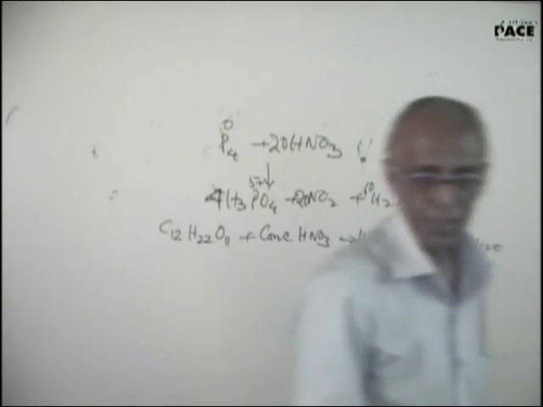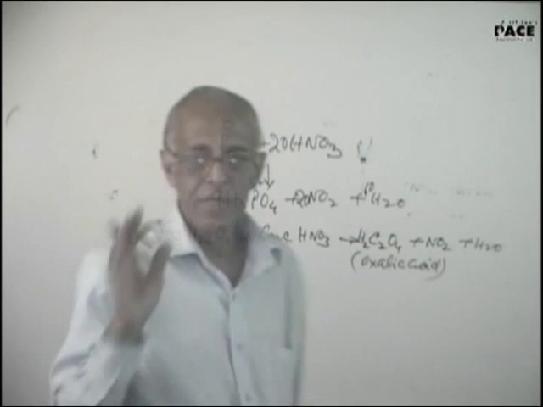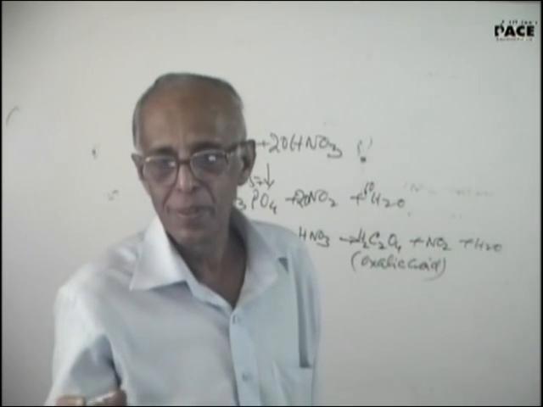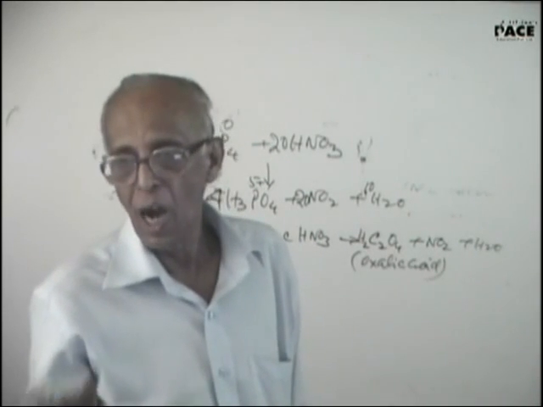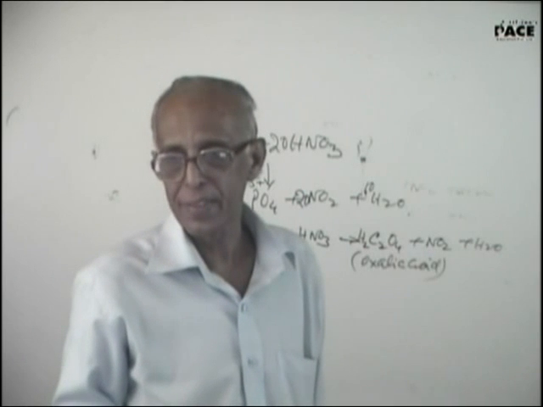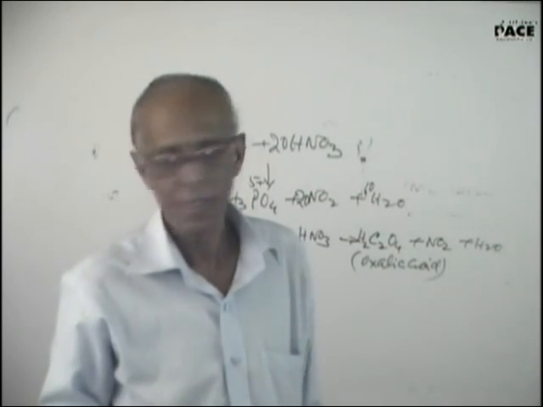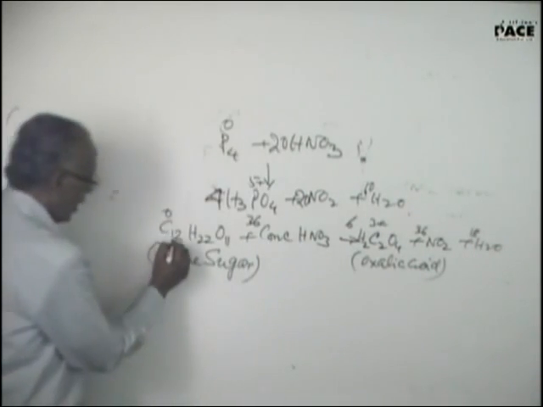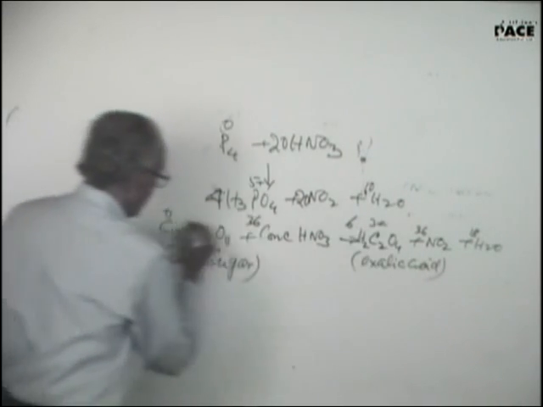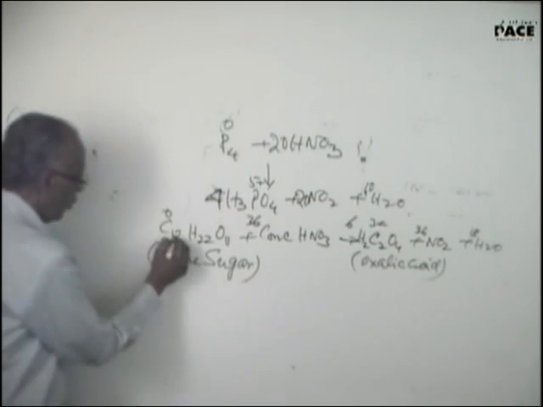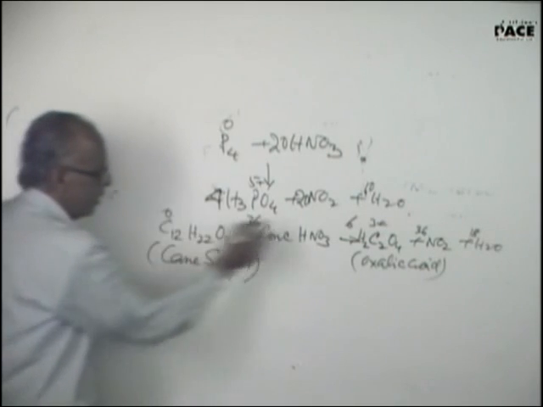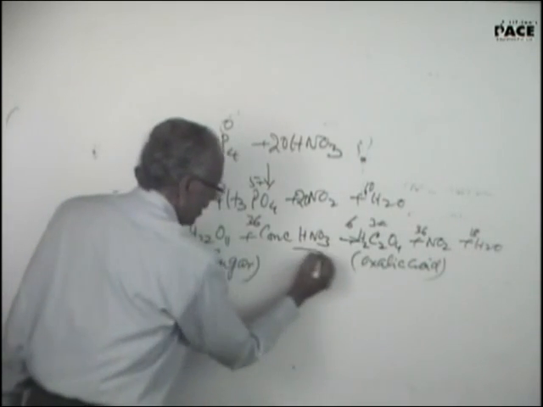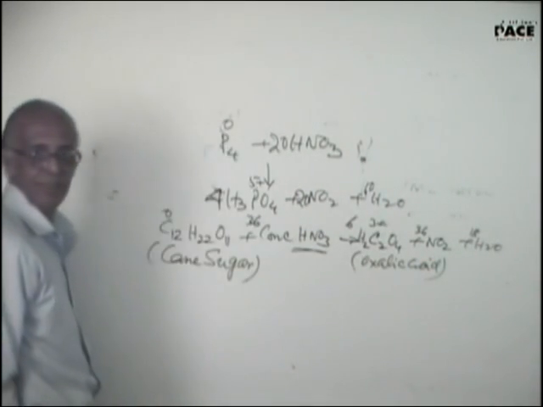Quickly balance this reaction. How many moles of nitric acid do I require? 36. For carbon, there is a 3 electron change for each carbon. There are 12 carbons, so 12 into 3, 36. And that is why 36 nitric acid.